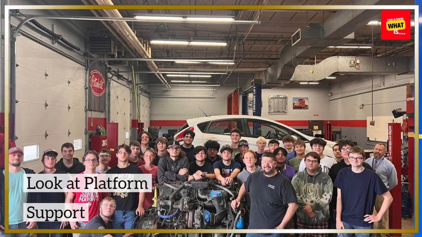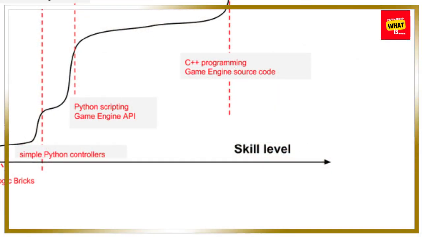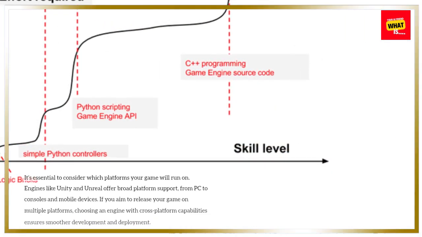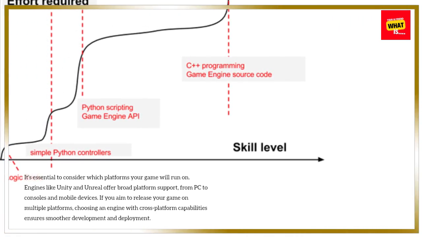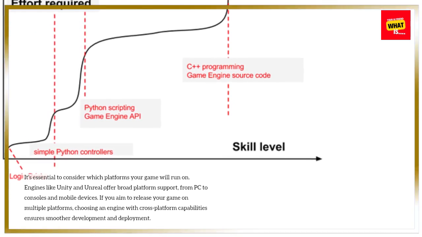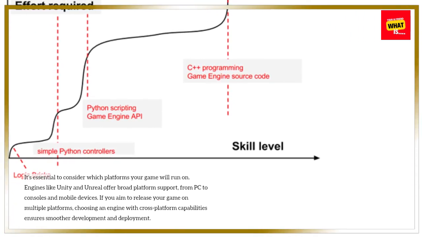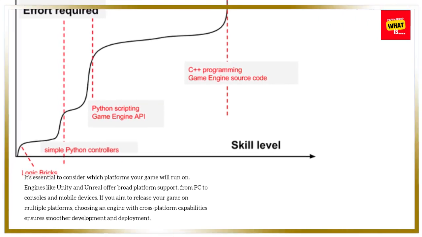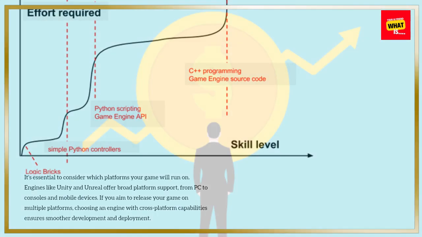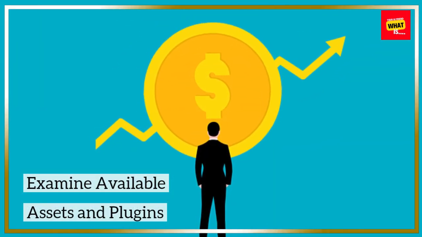Look at platform support. It's essential to consider which platforms your game will run on. Engines like Unity and Unreal offer broad platform support, from PC to consoles and mobile devices. If you aim to release your game on multiple platforms, choosing an engine with cross-platform capabilities ensures smoother development and deployment.